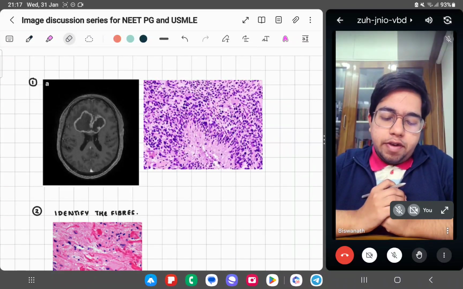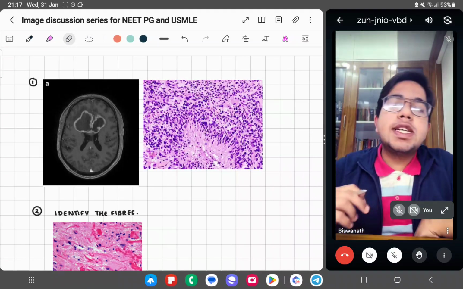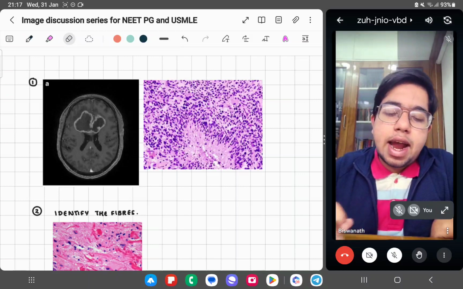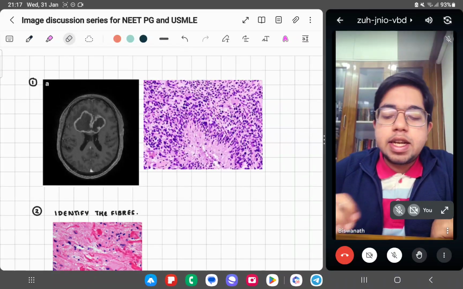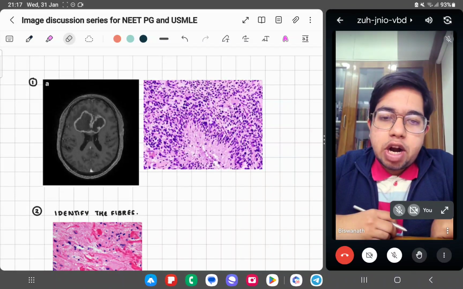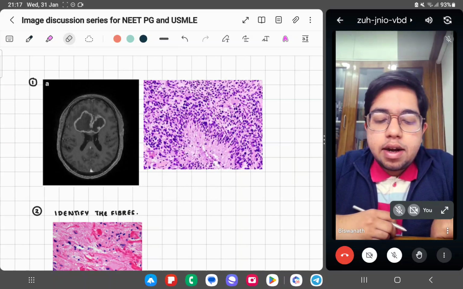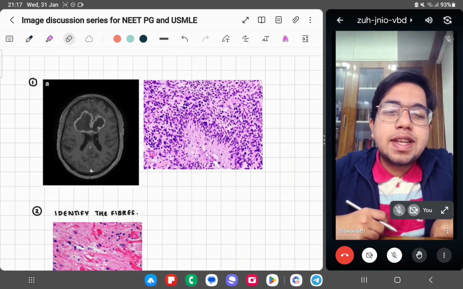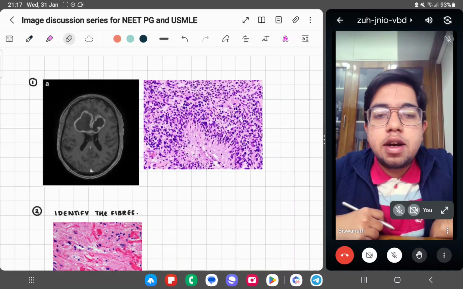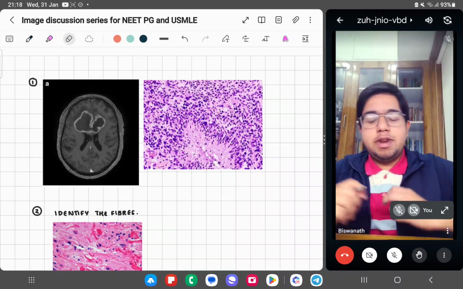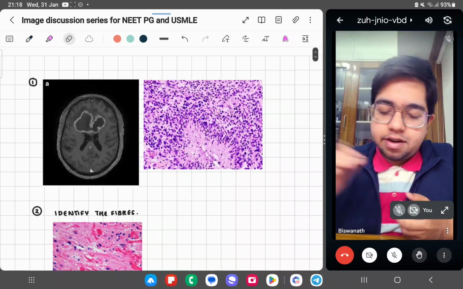So today we are going to do some of the rosettes, like Homer Wright rosettes and other things, and a few CNS tumors as well as bone tumors. This is part one of the image discussion series, and in future I'll be bringing out such series for all the subjects. Time is not permitting many things to be done, so let's not talk much and start.